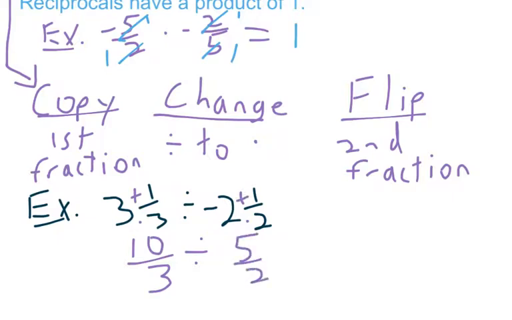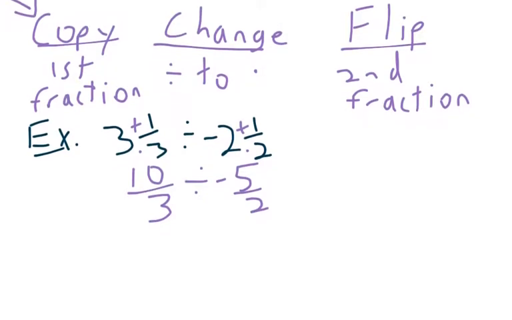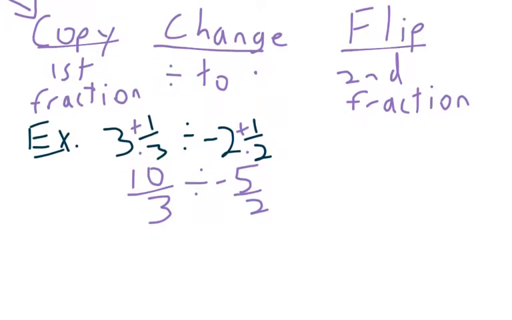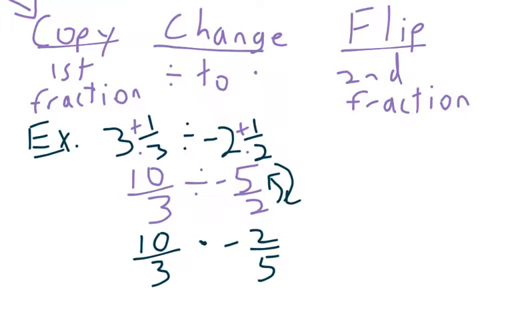And now I'm going to multiply by the reciprocal, or copy, change, flip. Copy the first one down, 10/3. Change the division to a multiply, and then we're going to flip our second fraction. So that's a -2/5. And it doesn't matter, again, where that negative is, just as long as you know the fraction is negative. So look for common factors. 5 and 10 have a common factor. 5 will go into 5 once, it'll go into 10 twice.